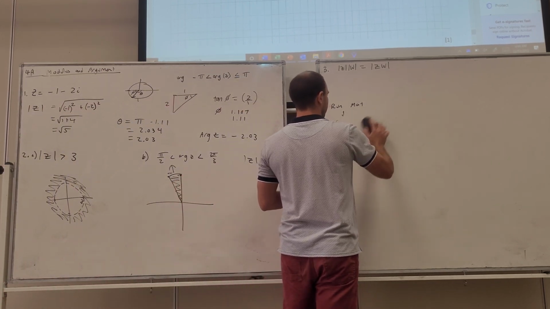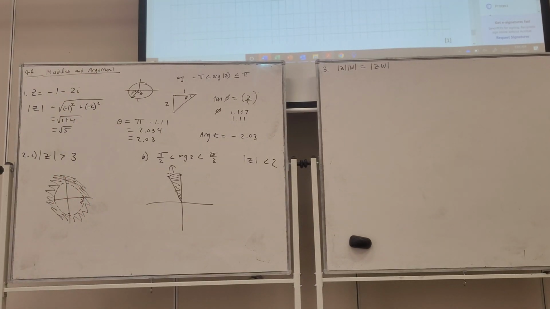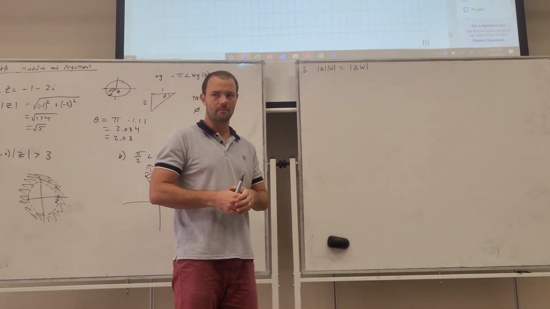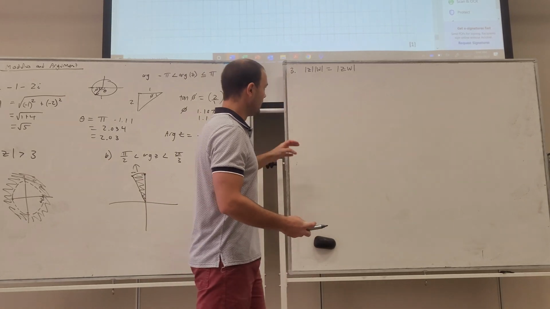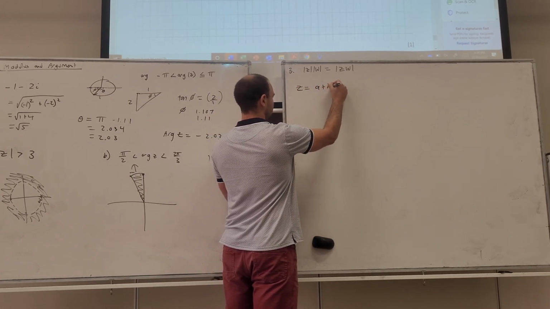So we've got a proof that the modulus of z times the modulus of w is equal to the modulus of z times w. So what we want to do with a proof, we want to start with the left-hand side. We want to try and manipulate it to make it equal the right-hand side. And the very first thing we should do is define z and w.